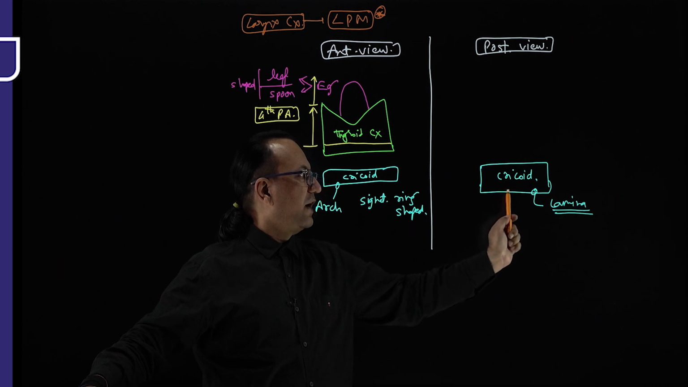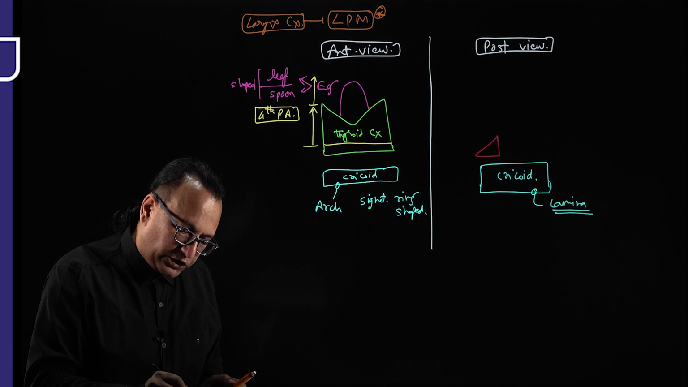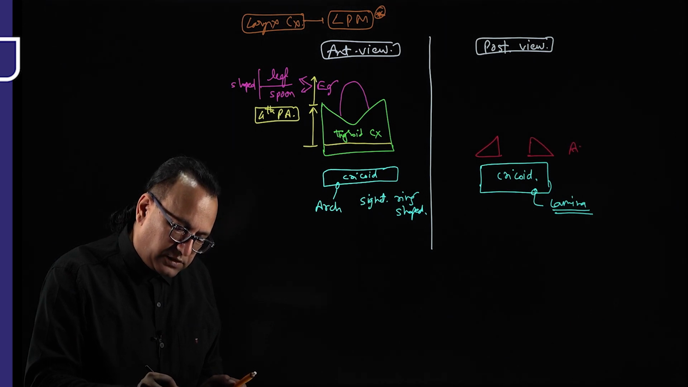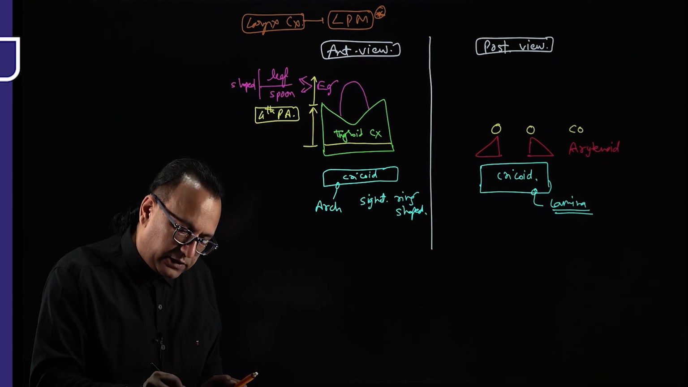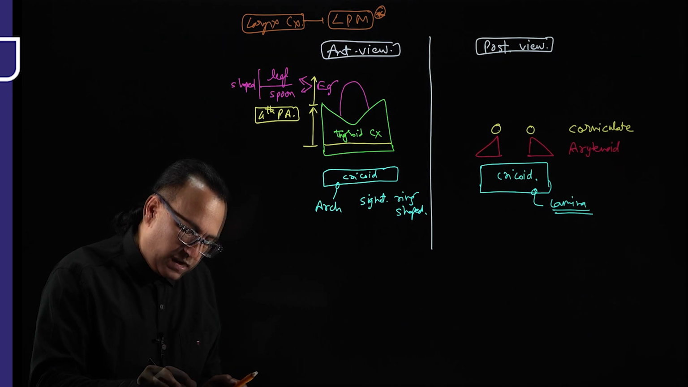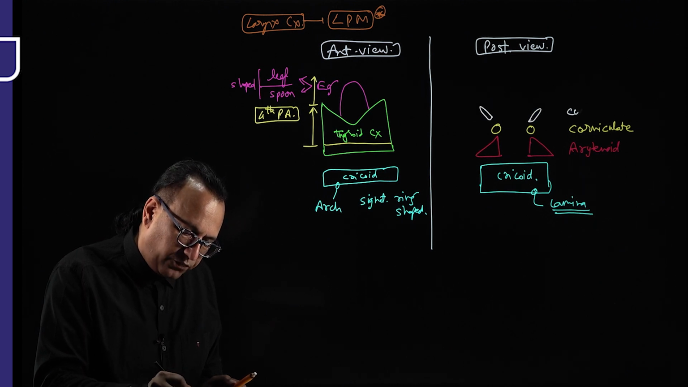And articulating with the cricoid is the pyramid-shaped arytenoid cartilage. So here is the pyramid-shaped arytenoid cartilage, and sitting on the arytenoid cartilage, articulating with it, will be the corniculate cartilage. And more superiorly and more anteriorly, there will be a rod-shaped cartilage, and that is called the cuneiform cartilage.